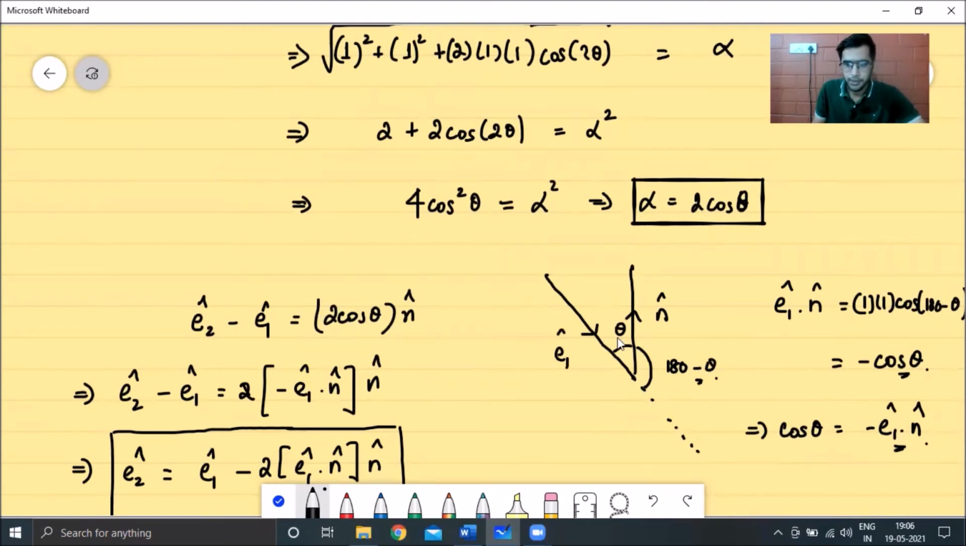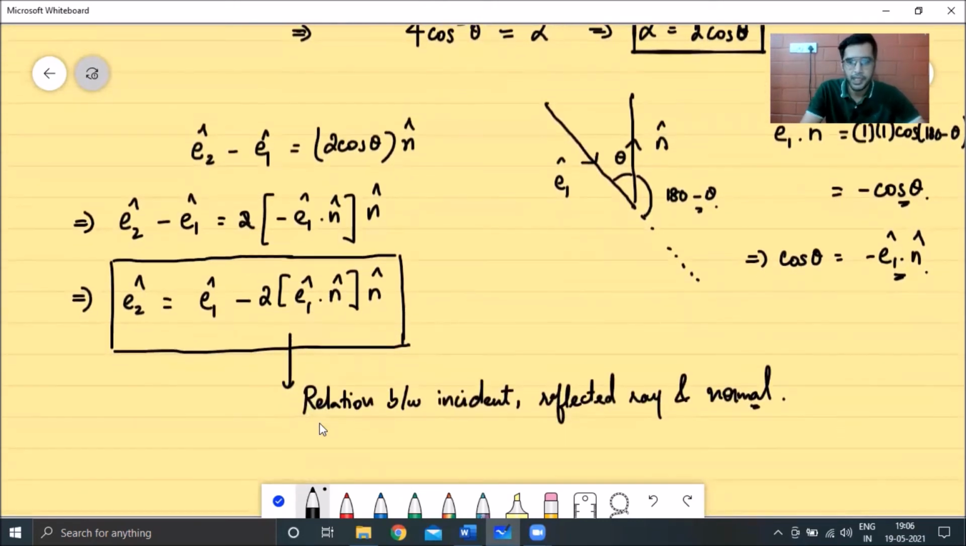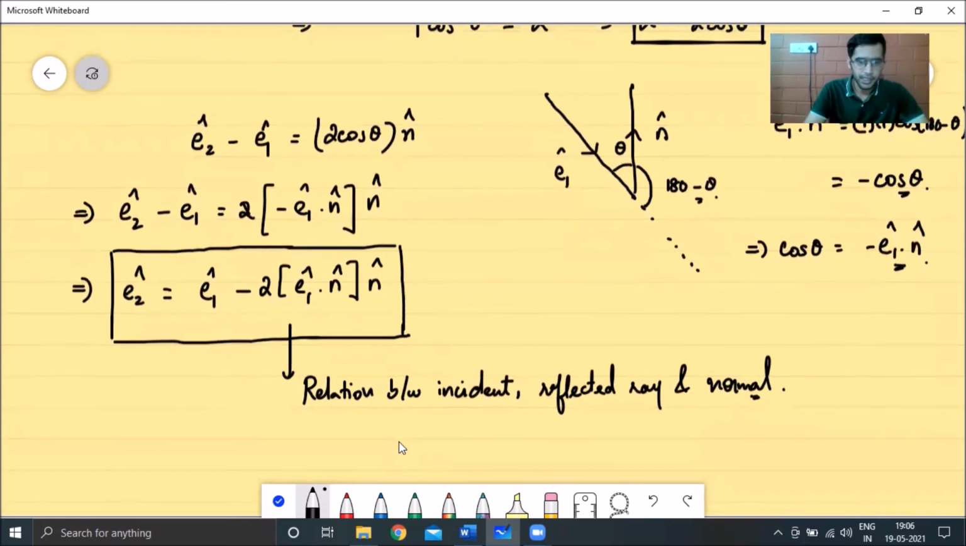So we saw that by using the dot product of these two vectors, E1 cap dot N cap was equal to minus cos theta. So cos theta is equal to minus E1 cap dot N cap. And finally, we're substituting the formula back over here. So this will be a relation between incident ray, reflected ray, and the normal, right? And now we'll see how we can use this formula to solve the question which I had given earlier.